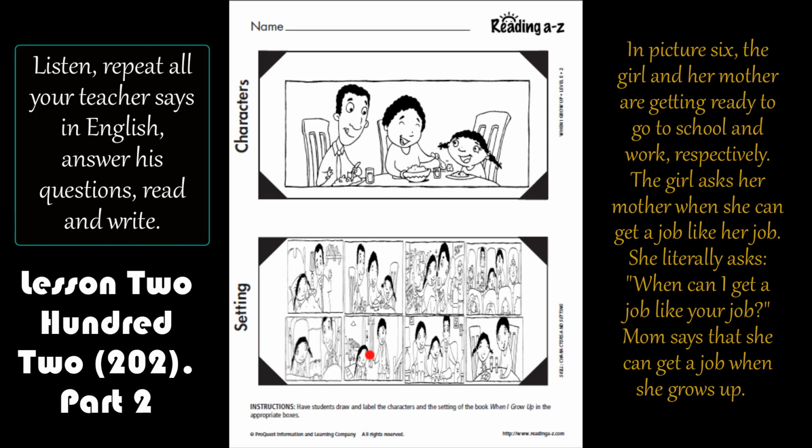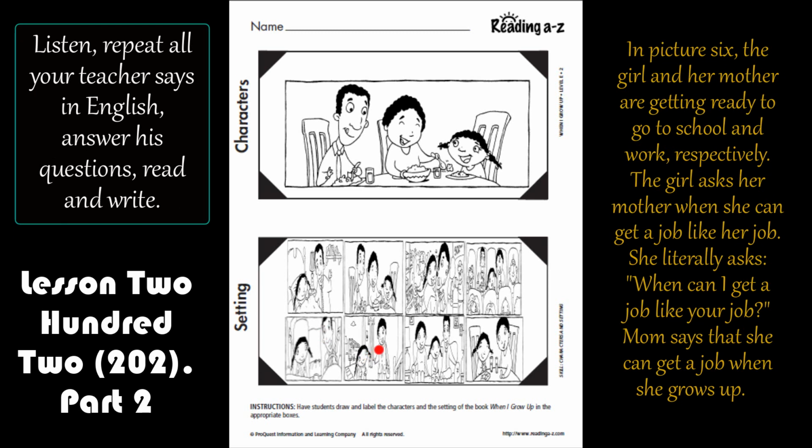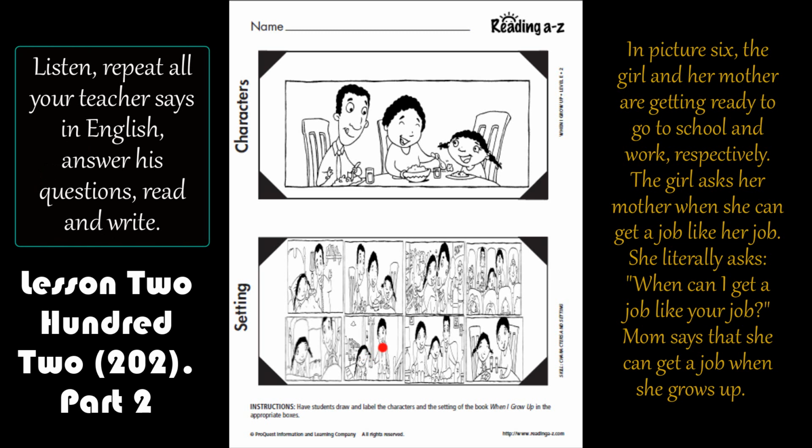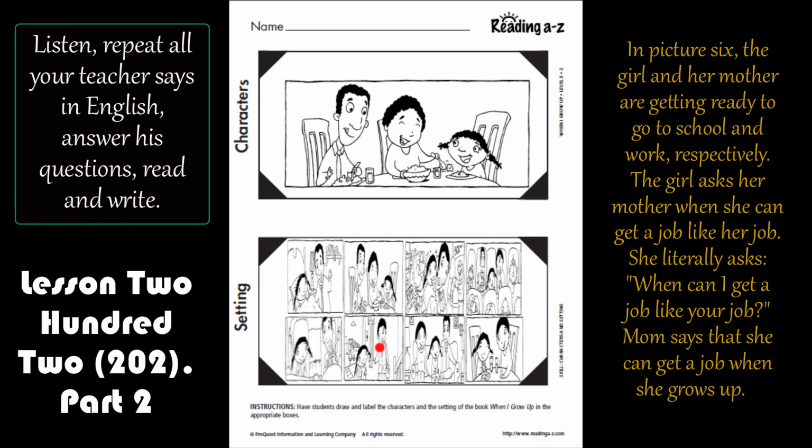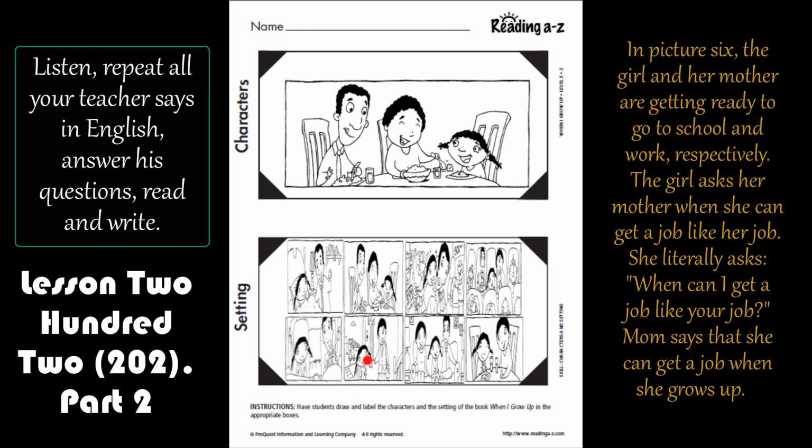In picture 6, the girl and her mother are getting ready to go to school and work respectively. The girl asks her mother when she can get a job, like her job. She literally asks, "When can I get a job like your job?" Mom says that she can get a job when she grows up.